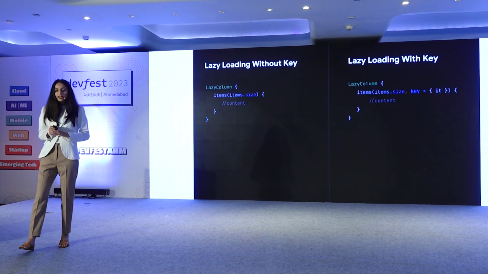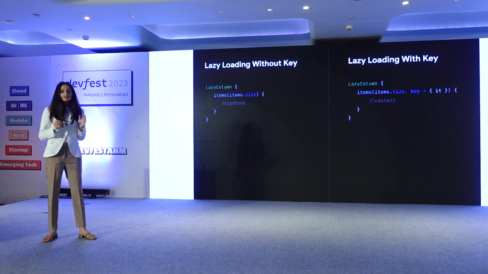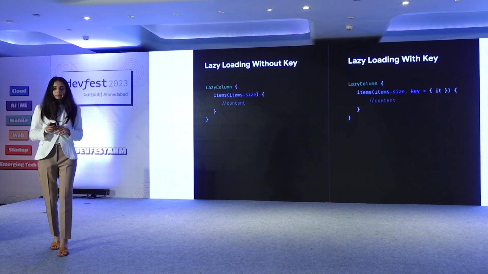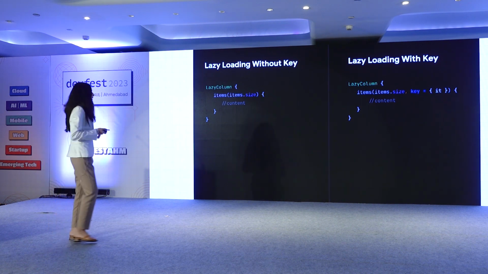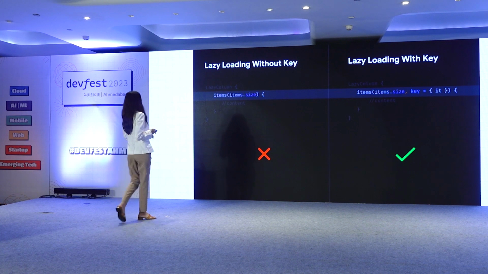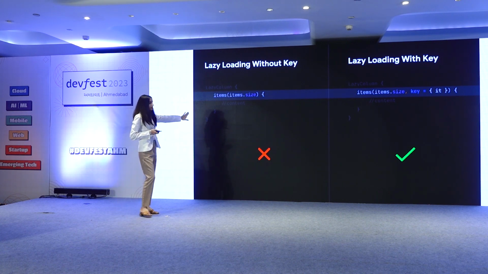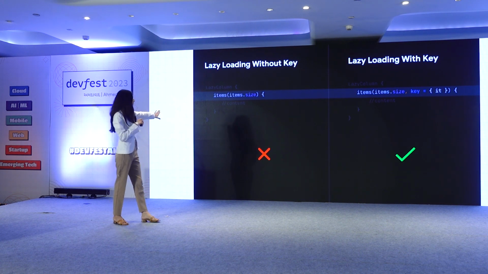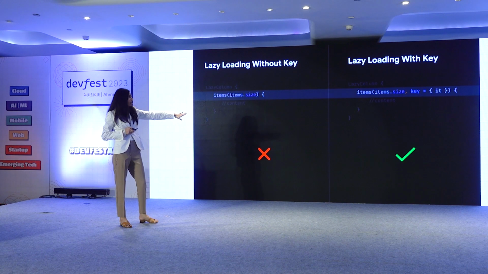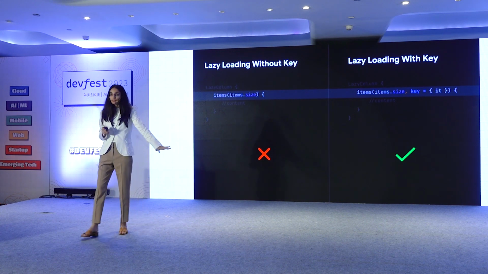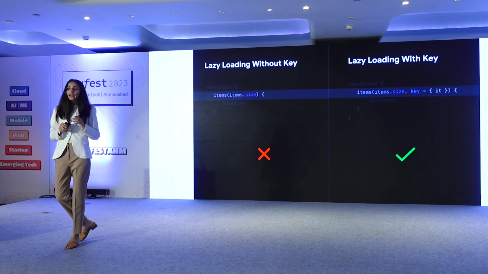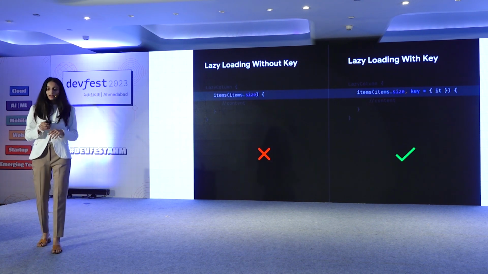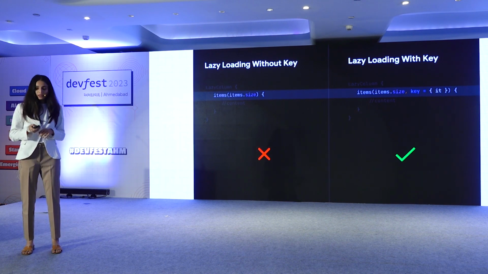Lazy loading. When we are working with a very large list, it is very important to optimize our LazyColumn and LazyRow. If we work with a LazyColumn without a key, it will not perform well, but with a key it will perform better, because it helps the composable function find which item is changed, and it will only recompose whichever item is changed, rather than composing the whole list.